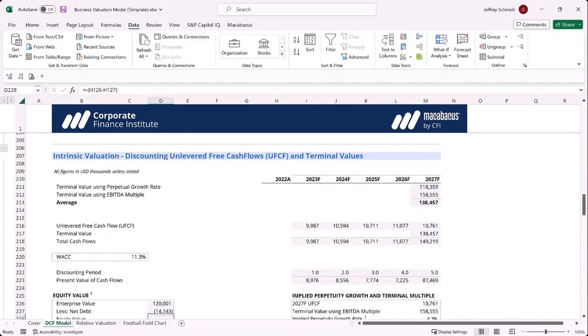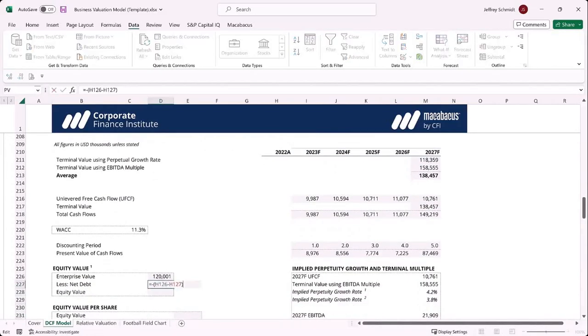And so we have total net debt of a little over $14 million. Again, we made it negative in this case, just so we could simply sum everything up. And we have an equity value of a little less than $106 million.